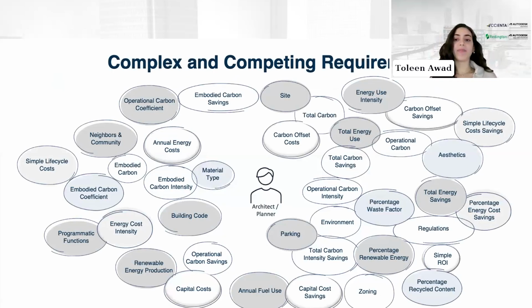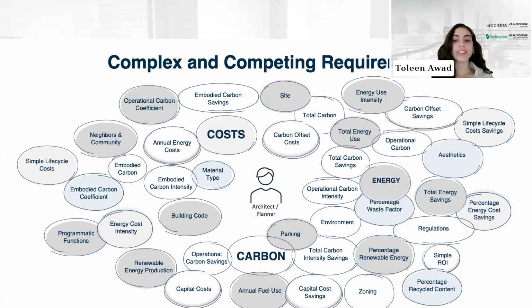Now, there are many complex and often competing requirements in planning and the early design stage. So sustainability for architects, planners, and engineers is about building codes, regulations, site and parking, program and community, but it can also be carbon, cost, energy, materials. So these may be some of the primary drivers, and there could be many others. Now, if we go next.